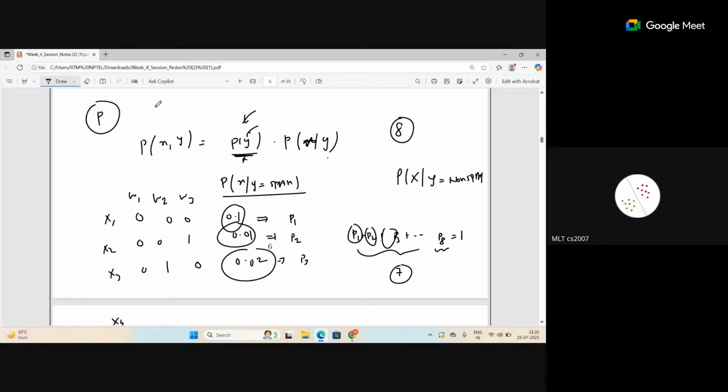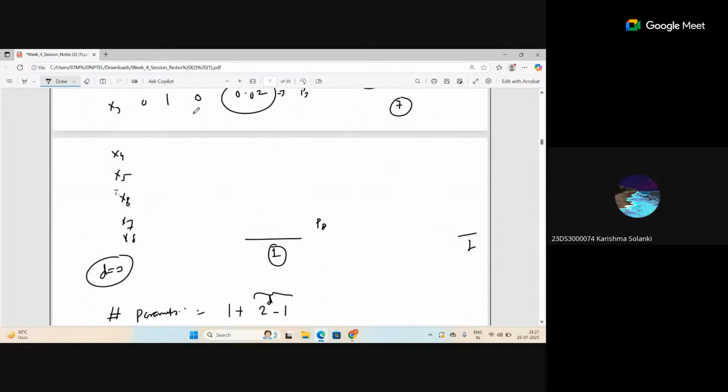P and 1 minus P, actually. But if I know P, do I need to find the estimator for 1 minus P? No, because if I know the estimator for P, I will just subtract that. So only one I need there. And similarly here, you don't need all 8. Once you find out 7, definitely you'll be able to find the 8th one. That means you don't explicitly need to find that 8th parameter.